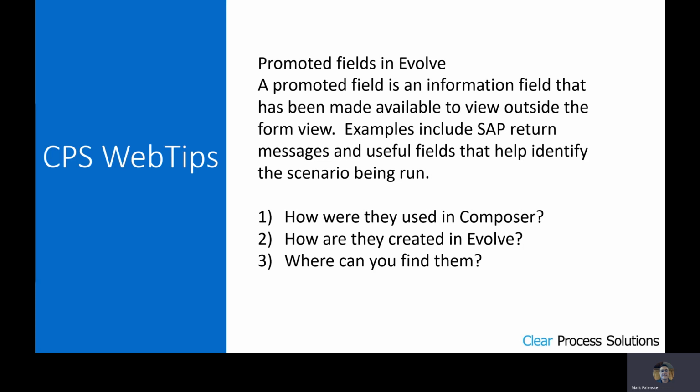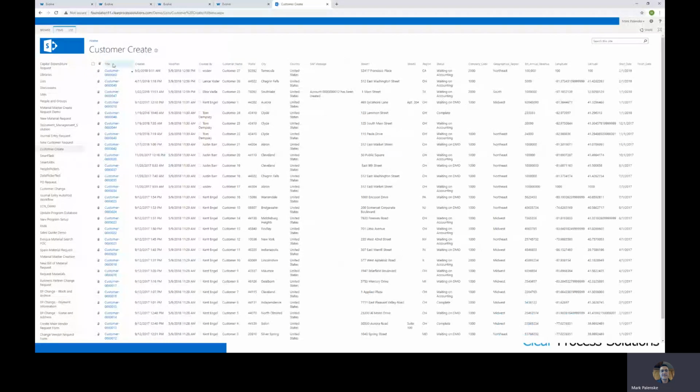So this is in the old Composer, and standard promoted fields would include things like title, when it was created, modified, who it was created by. Then you can put whatever other fields that you would like. In this case, they have customer name, address information, status. You see an SAP message when it's being run into SAP, and whatever's returned could be promoted. So it's very useful to see that, okay, this one's been created. It's easy to scan down the list of tasks and identify where you are in the process this way. So promoted fields are very useful.